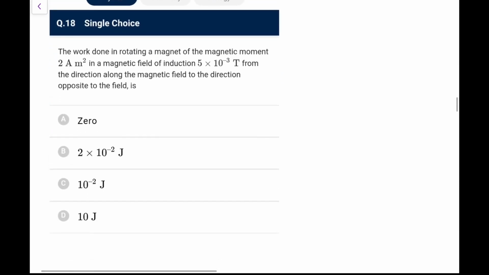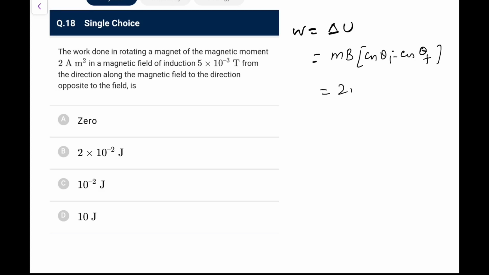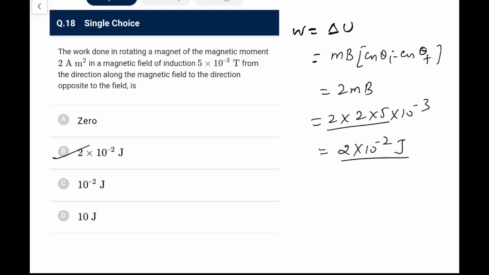Work done in rotating a magnet of magnetic moment M in a magnetic field of induction B from the direction along the field to the direction opposite. So we can directly say work is delta U. Delta U you write as minus MB into cos theta initial minus cos theta final. So initial is 0, so it is 1, final is 180, that is minus 1, so it is 2 MB. So 2 into 2 into 5 into 10 to the power minus 3, very common question for you, 20 into 10 to the power minus 3, or 2 into 10 to the power minus 2 joules. Go for option B here.